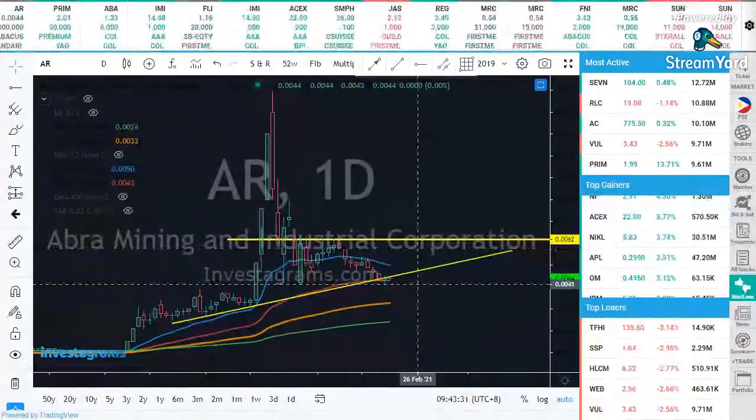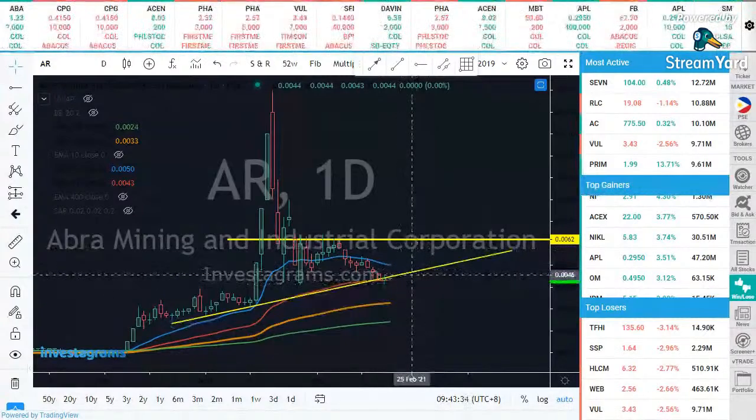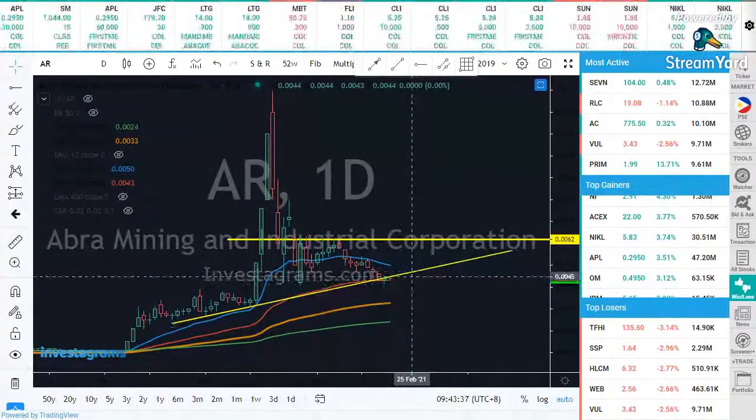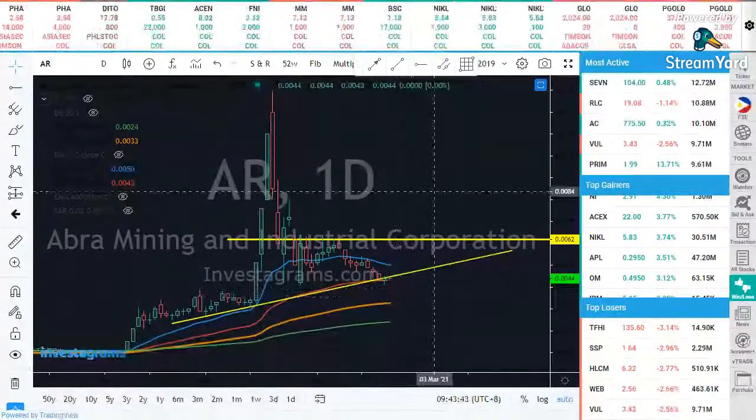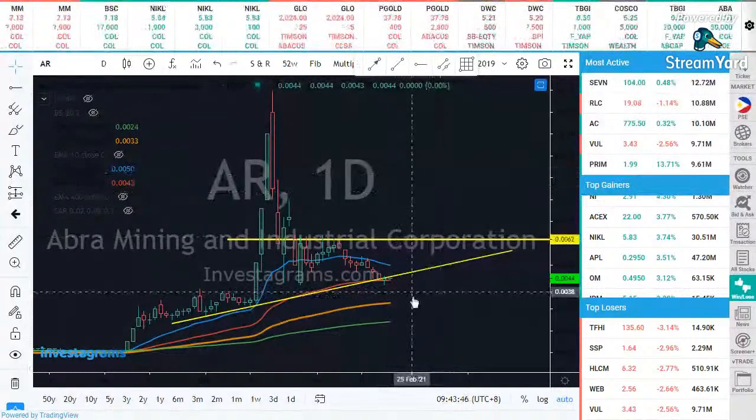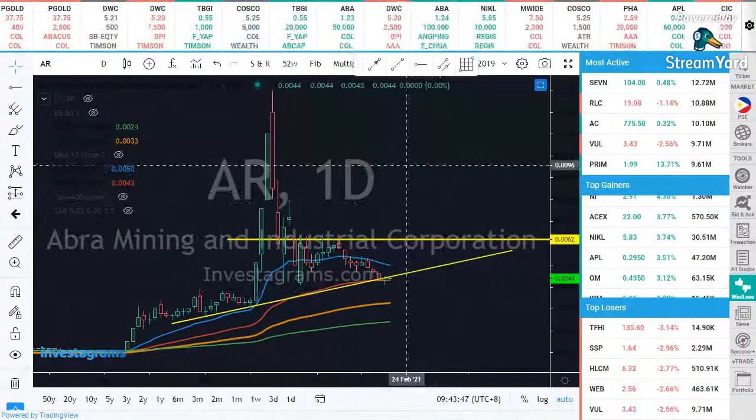But if ever ER will break the AMA 50 during the closing period, of course, we call it a trend adjustment. So we need to wait for another price movement of ER.